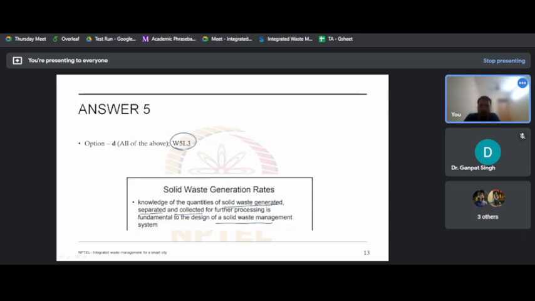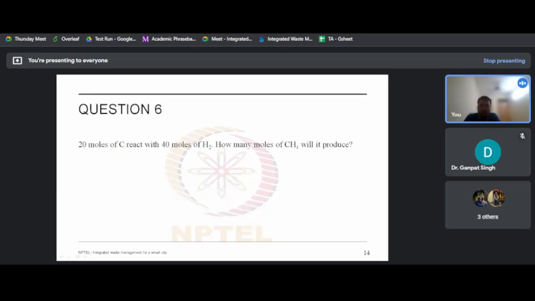Move on to the next question, question 6. So 20 moles of carbon react with 40 moles of hydrogen gas, and how many moles of methane, CH4, will it produce? The given options are 5, 10, 15, and 20. So we need to first form the equation. Similar to the previous question where 2A was turning into B, here we need carbon, hydrogen, and methane as the product.